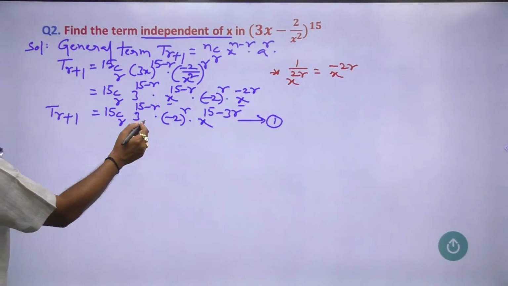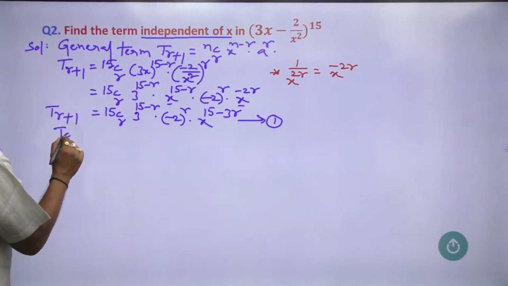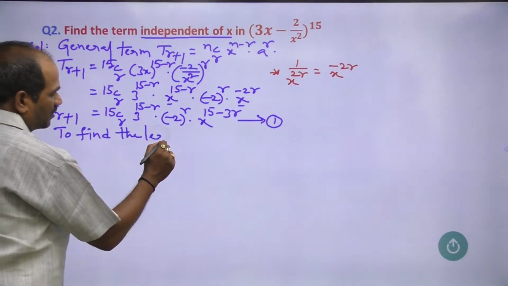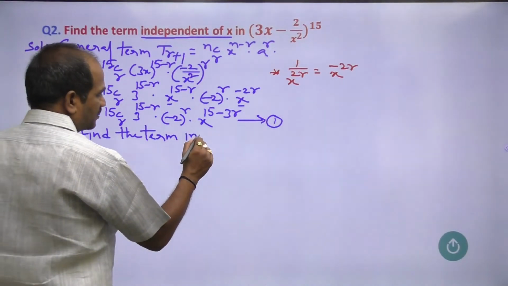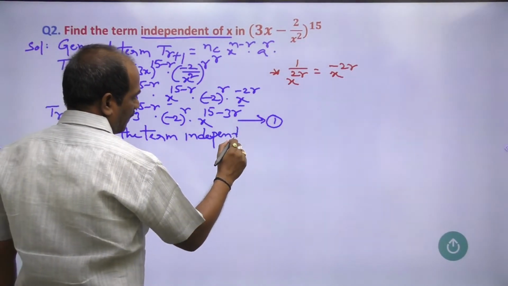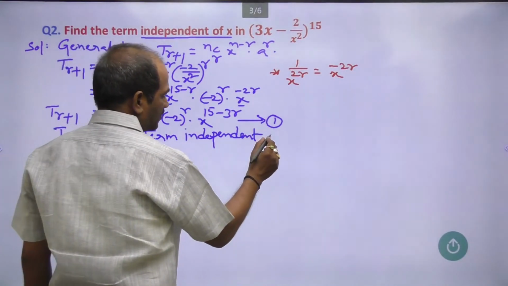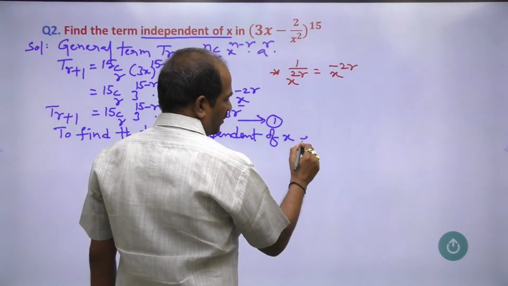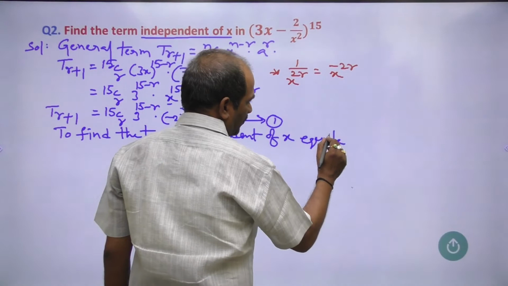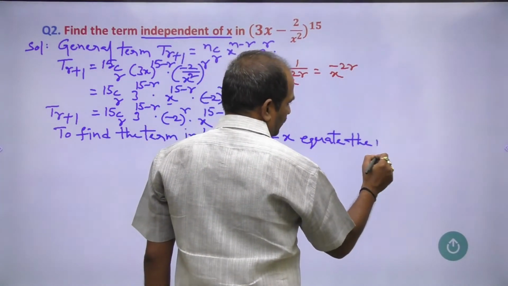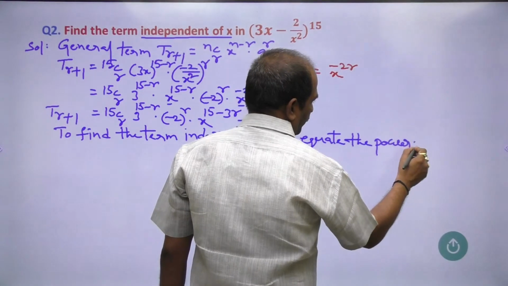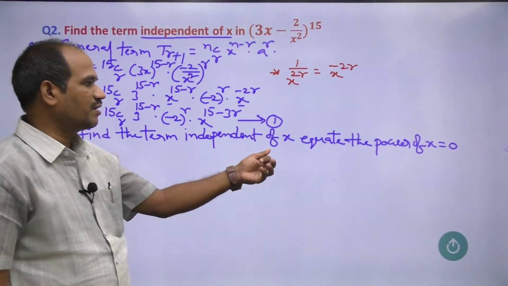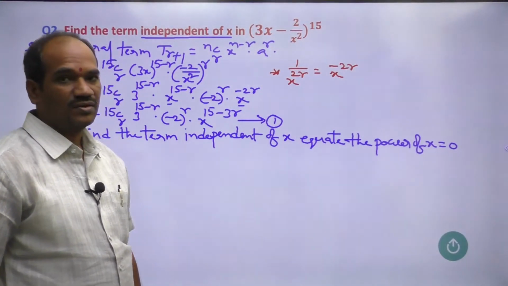Next, see here, to find the term independent of x, equate the power of x is equal to 0. To find the term independent of x, equate the power of x is equal to 0.